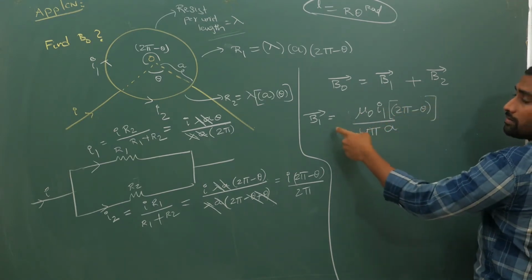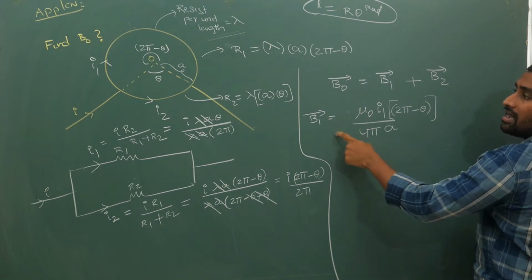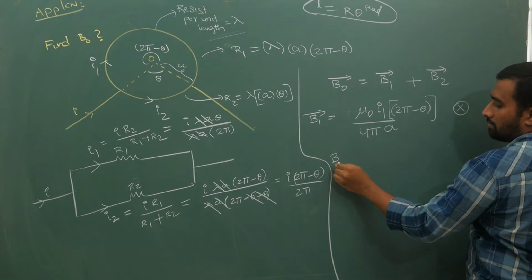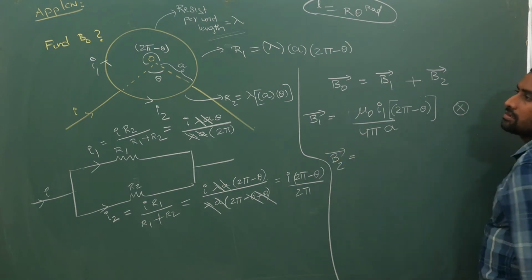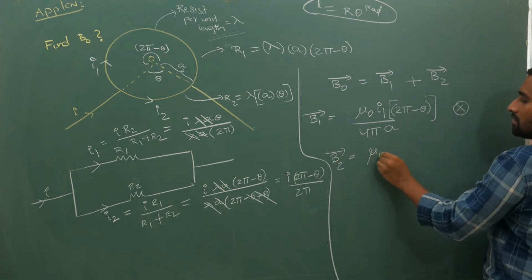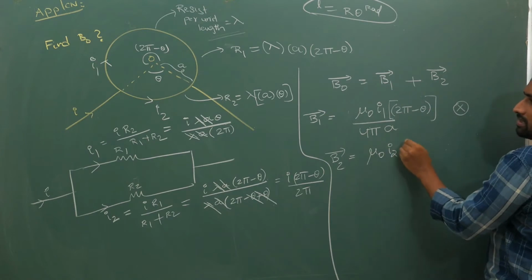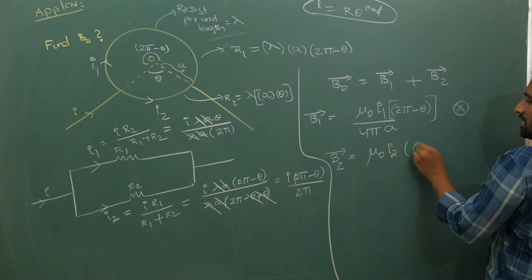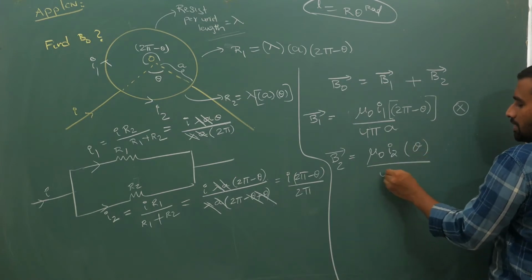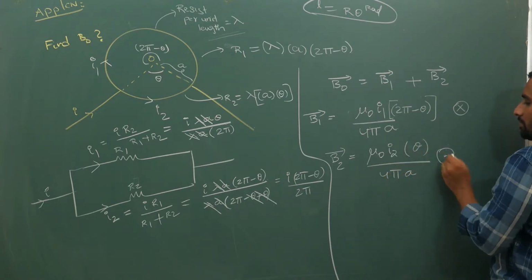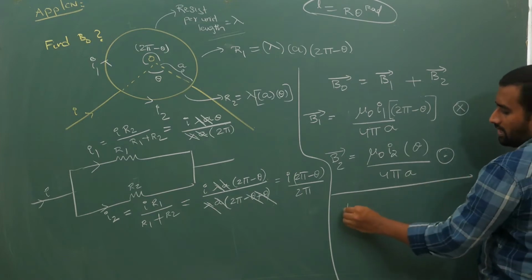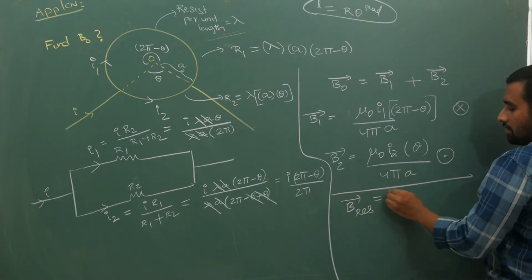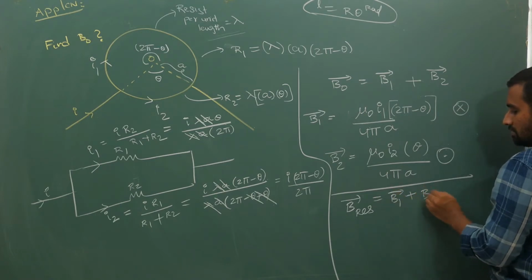This is your formula for current in arc. So its direction is into the plane, and your B2 value is mu naught I2 times theta by 4 pi a, and its direction is out of the plane. Now if you add these two, your resultant magnetic field is B1 bar plus B2 bar.